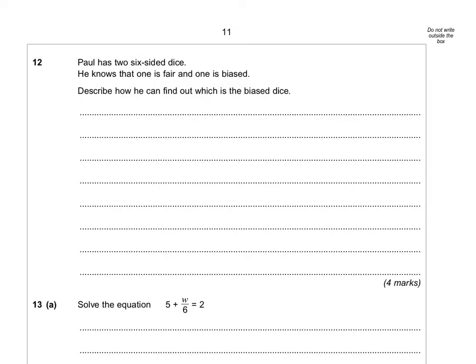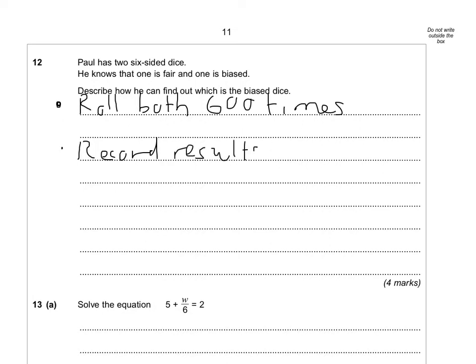So I guess your first point should be something to do with rolling both a lot of times, but maybe roll both, say, 600 times. So a lot of times. Any number bigger than 30 would be regarded as a lot. Secondly, record your results. Record results in a table, or some way of recording results. It doesn't have to be exactly that.